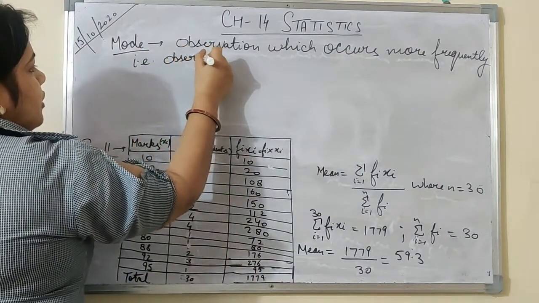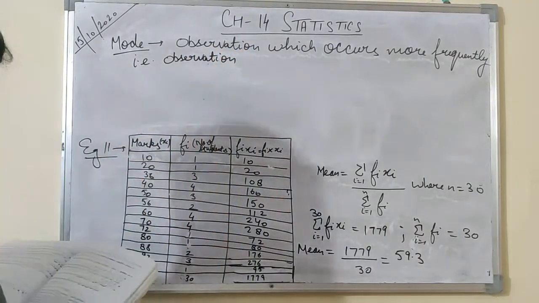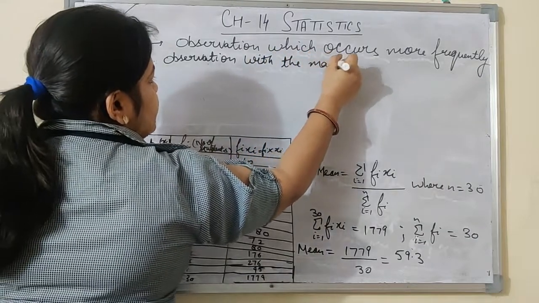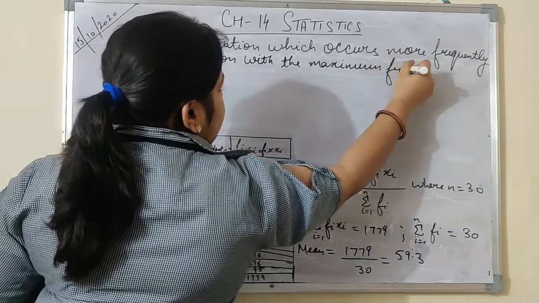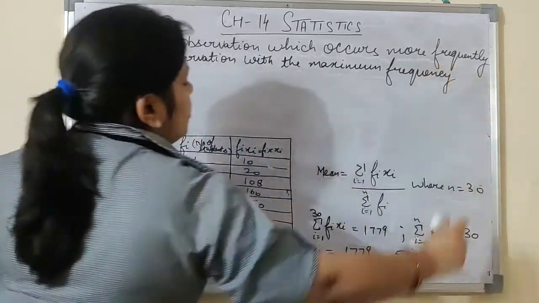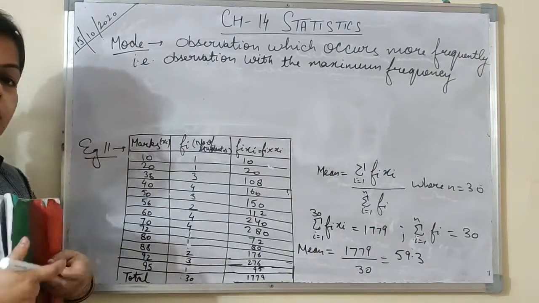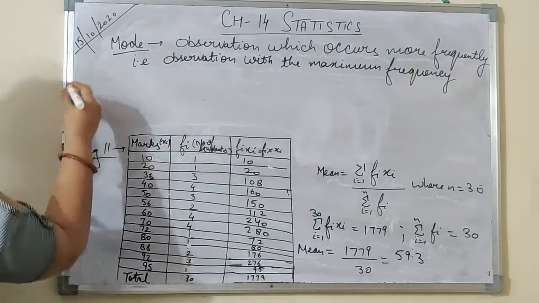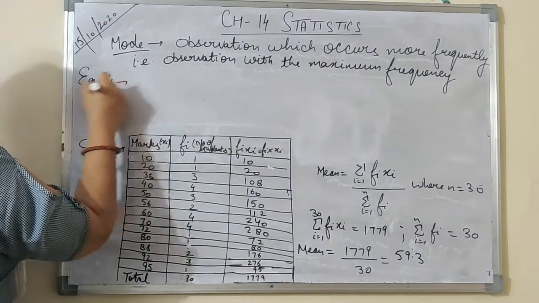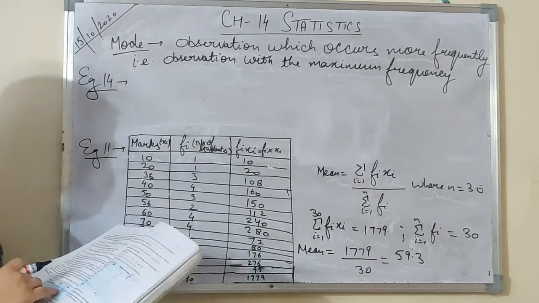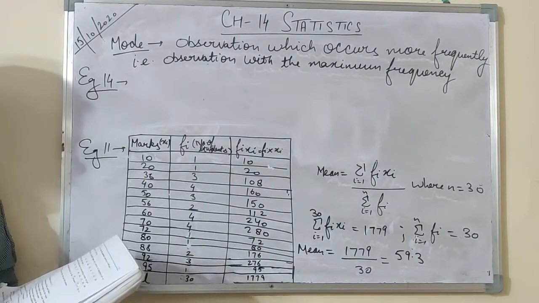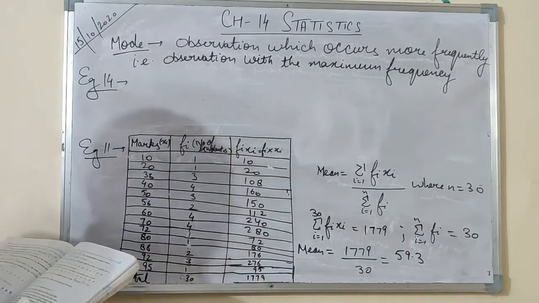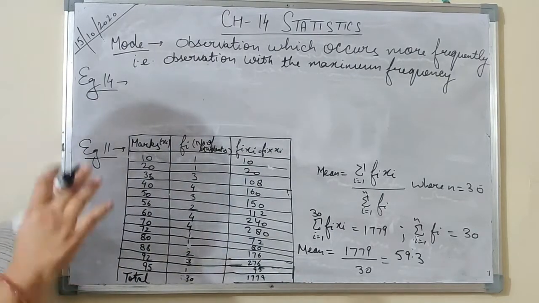I am writing one more definition. The observation with the maximum frequency is called mode. Okay, so I think it is very much clear. I am taking one example from here. Now in this class we will be studying about mode of ungrouped data only. For grouped data we will be studying in the next class.